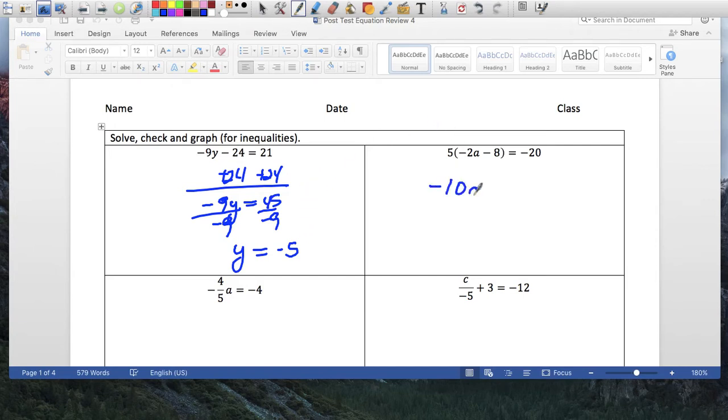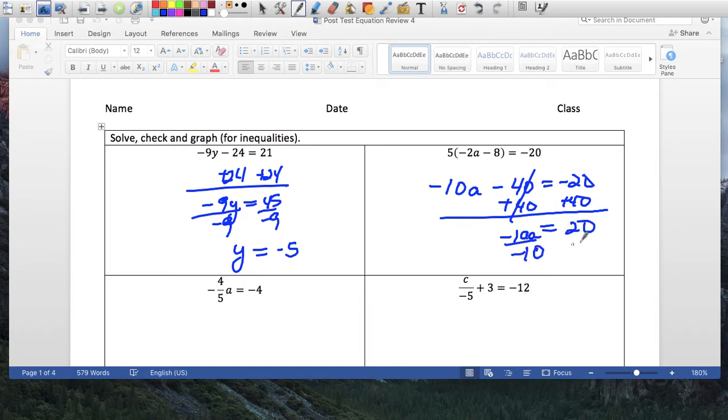Negative 10a minus 40 equals negative 20 plus 40 plus 40. And we're going to get that this is 20, negative 10a divided by negative 10 on both sides, and a equals negative 2. And then you would check, and hopefully everything would be okay.